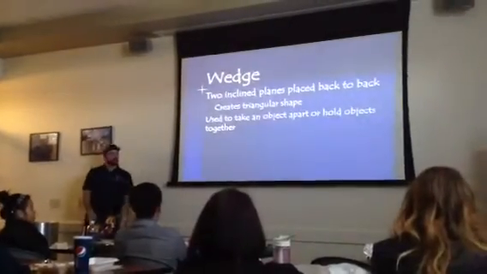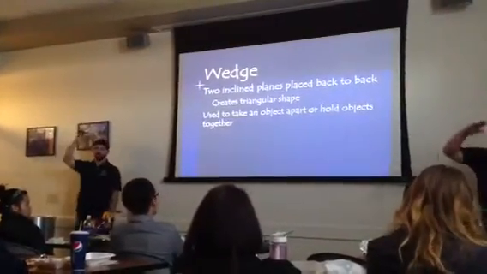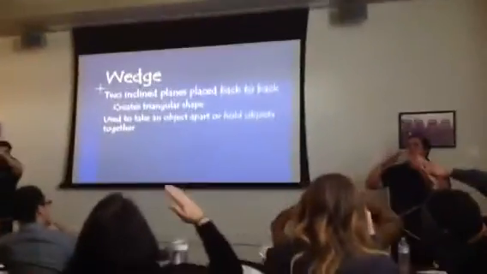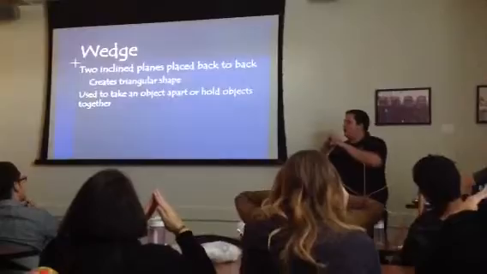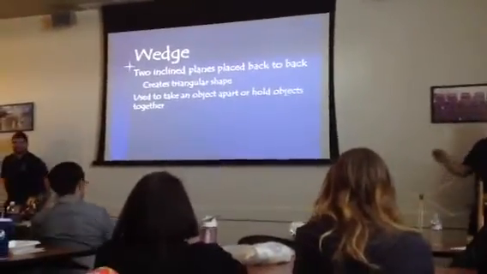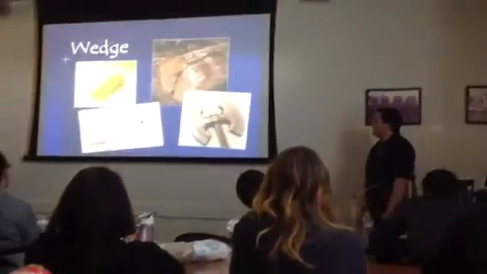Okay, next we have a wedge. So if everyone will get your inclined plane back up, and now make another one with your other hand, and then put them together. And what shape is that? A mountain. So here we have some examples.